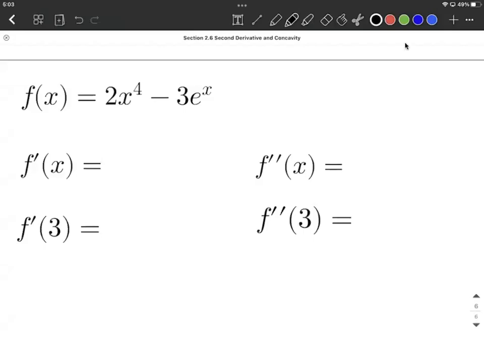Okay, we're given a function and we want to find its first derivative and its second derivative and then evaluate these at an x value of 3. So this actually looks kind of intimidating, but it isn't that bad.